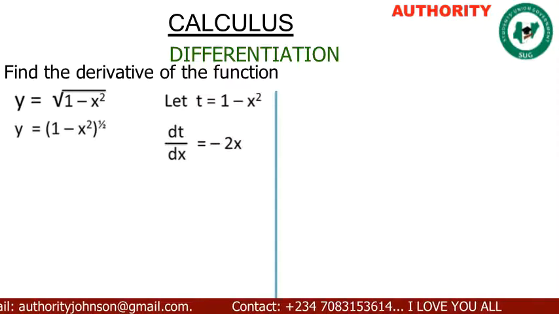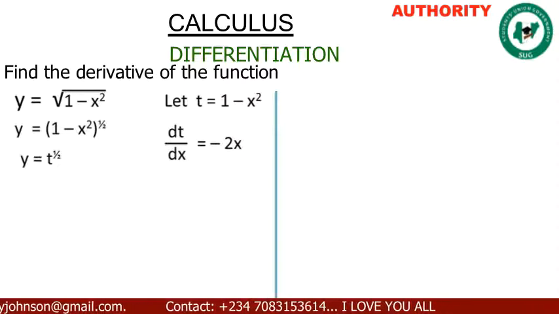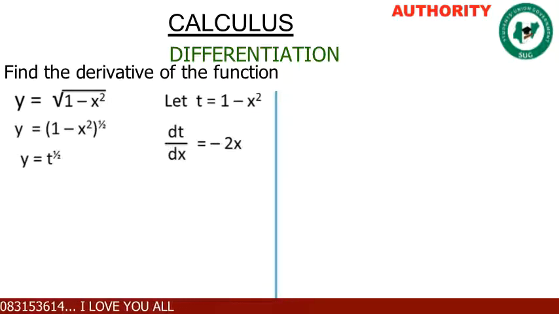So that means in our function we have y is equal to t raised to power 1 all over 2. Is that true? y is equal to t raised to power 1 all over 2. Okay, now in this function, t is equal to 1 minus x squared. Here, let's differentiate t with respect to x.